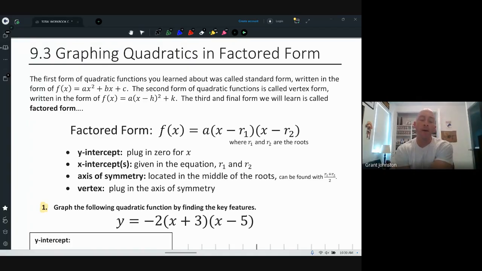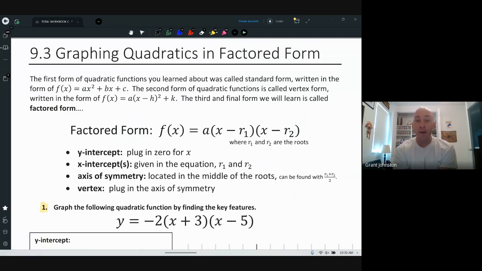Graphing quadratics in factored form. Okay, the first form of quadratic functions you learned about was called standard form, written in the form of f of x equals ax squared plus bx plus c. The second form of quadratic functions is called vertex form, written in the form of f of x equals a parentheses x minus h squared plus k.